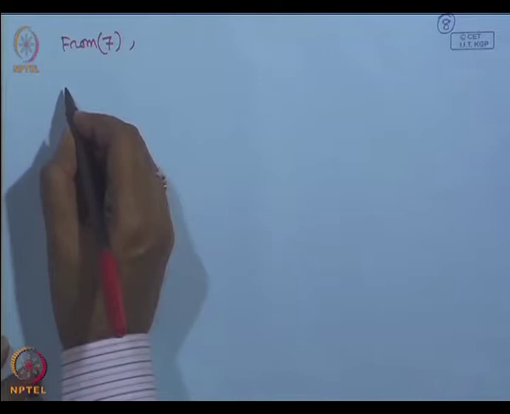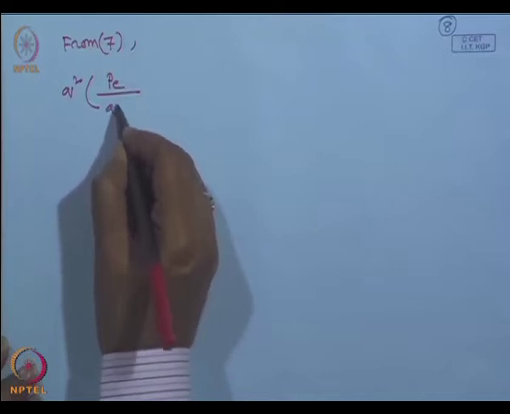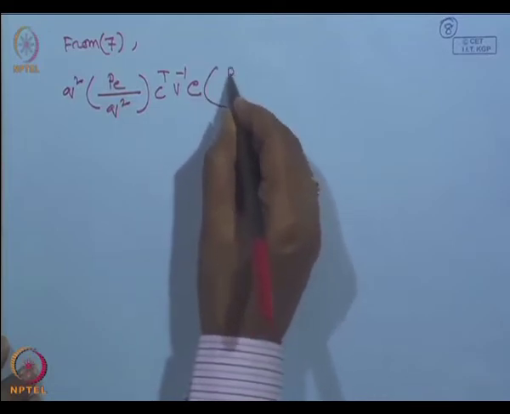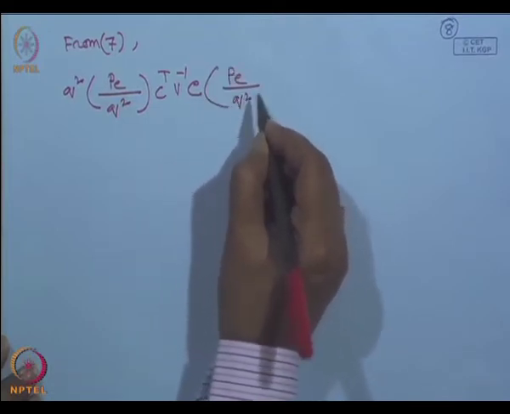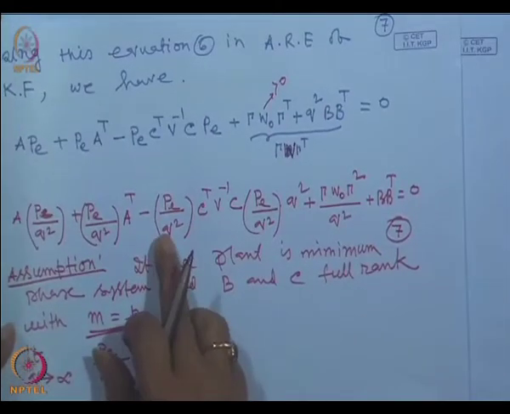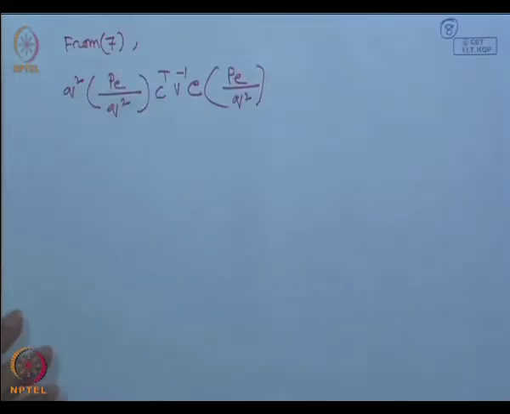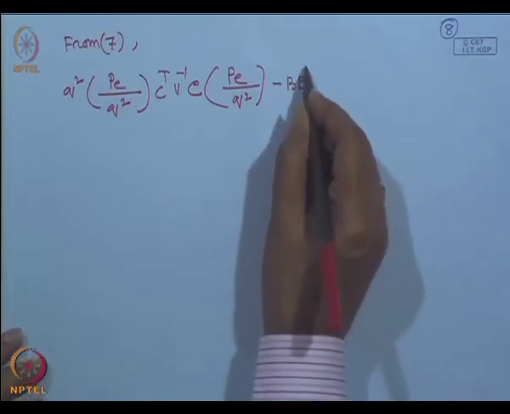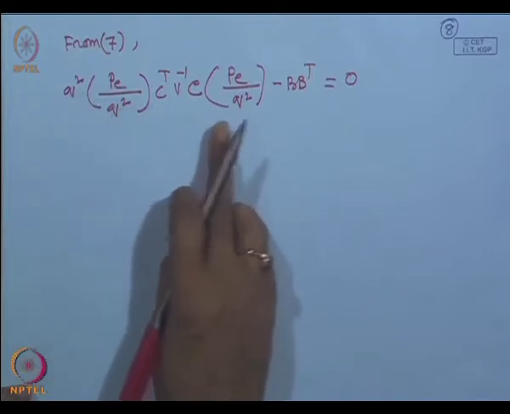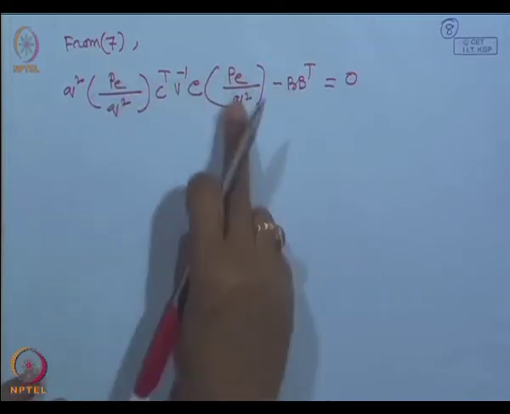So the term left here is q square P e by q square C transpose V inverse C P e q square. See what part is left? This part, C P e q square, minus B transpose is equal to 0. Because q cancels, this is approaching 0, but P is also large, so I cannot write this as equal to 0.